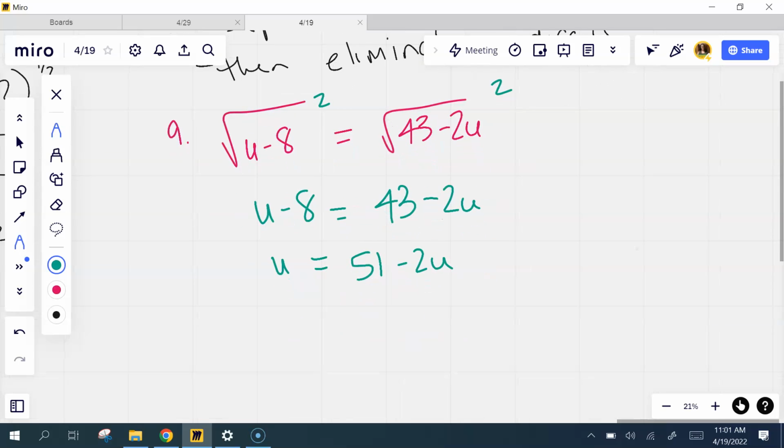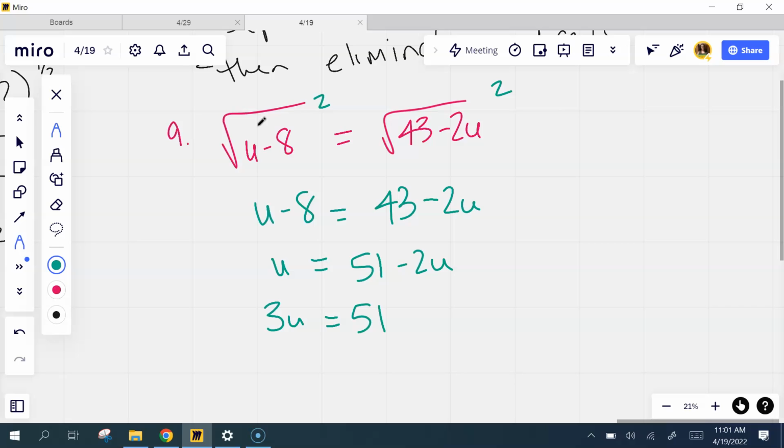That's exactly what I would do too. I would add the 2u so that I get those u's together. Now what? So if I divide by 3, goes in 17 times. 17.